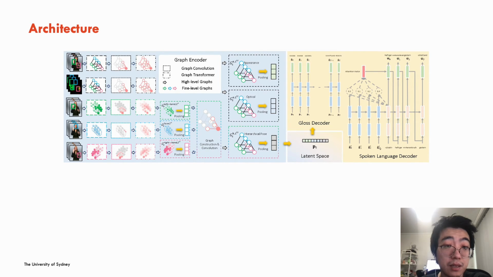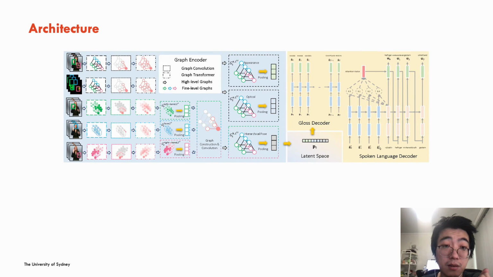For the pose graph, things are a little bit more complicated. For each frame, we create the pose, and then we connect it to have the three subgraphs, and then we do some transformation, and then we use graph pooling to pool all the information into one graph.